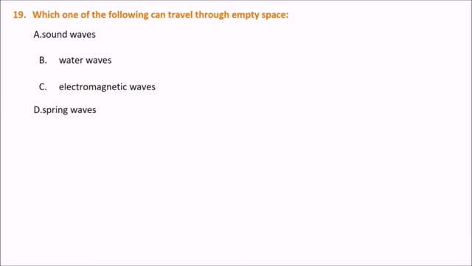Now, the next question for you is, which one of the following can travel through empty space? Sound waves, water waves, electromagnetic waves, spring waves. Is this your answer? C. If you have chosen C, this is the correct answer. Electromagnetic waves can travel through the empty space.